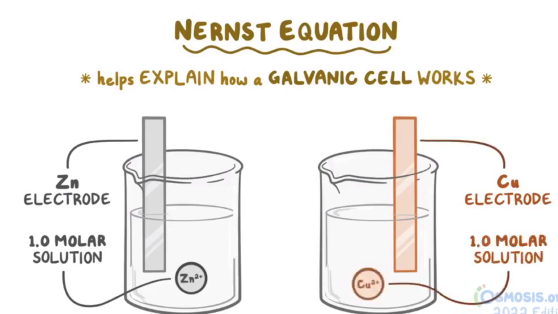Now, copper ions turn their solution a blue color, whereas zinc ions don't color their solution. Since the concentration of both copper and zinc ion solutions is 1.0 molar, and if we assume that the temperature is 25 degrees Celsius, then we're under standard conditions.